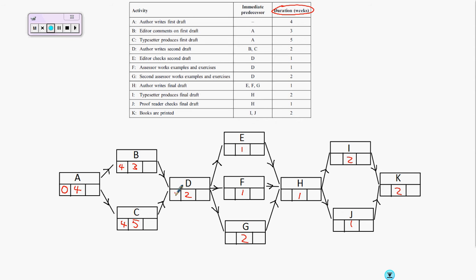Now when we move across to look at D, we see that D depends on both B and C, so we need to consider each of these. B can start after 4 weeks and takes 3 weeks, so D could start after 7 weeks. However, C starts after 4 weeks and takes 5 weeks, and so that would mean that D would start after 9 weeks. So we have to take the larger of these values, as D can't start until both of these activities have been completed. Now looking at activity D, D can start after 9 weeks and it takes 2 weeks, so each of the activities that depend on it would start after 11 weeks.